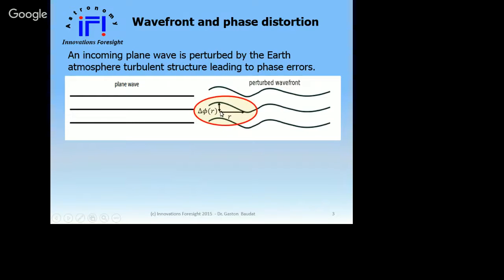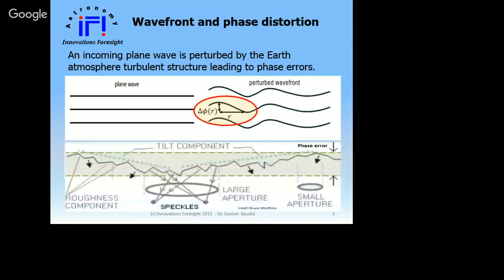In this example, the phase error for a given distance between 2 points of the wavefront, usually we use r for the distance, is a function of the distance. This delta phi of r is either in wavelengths or is given in angle, like radians, and 2 pi radians is just one wave.